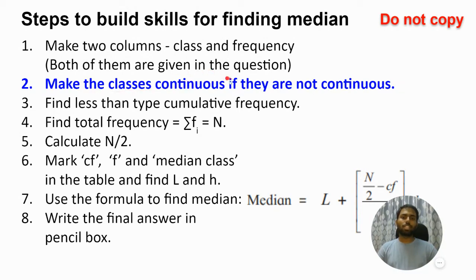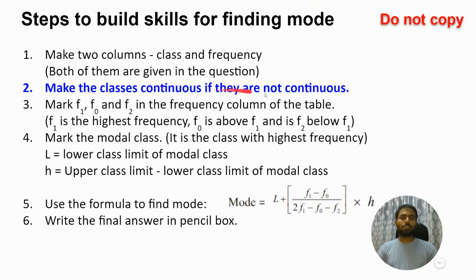Make the classes continuous if they are not continuous. ये median के लिए भी true है, and make the classes continuous if they are not continuous. ये mode के लिए भी true है. ये step मैंने लिख के दिया, right? It is not necessary कि mean के लिए classes continuous होने चाहिए. Okay, if you are finding mean from frequency table, तो अगर classes continuous नहीं है तो भी चलेगा. You can just use the method I have given you all.